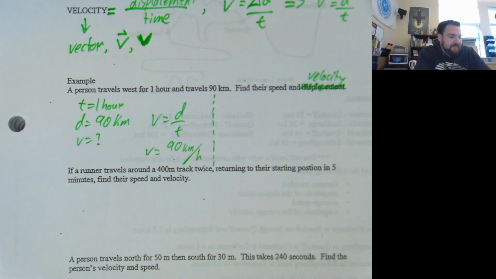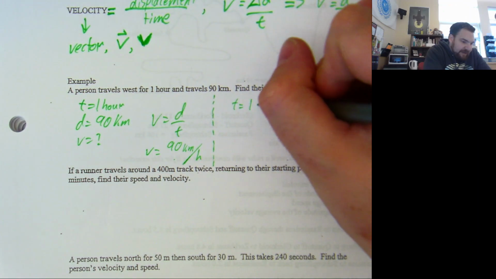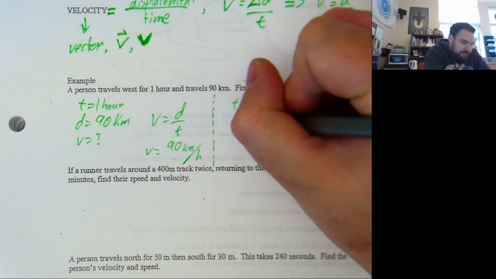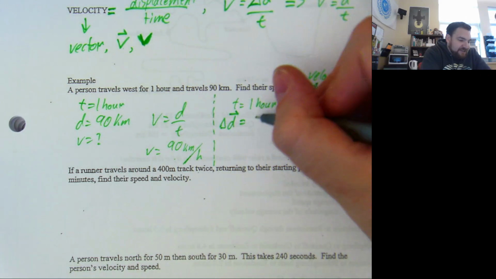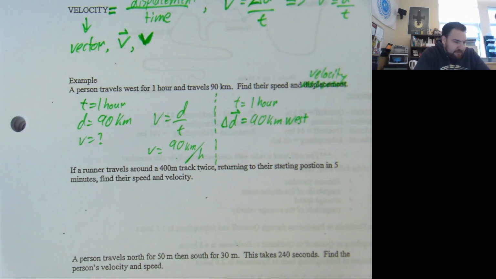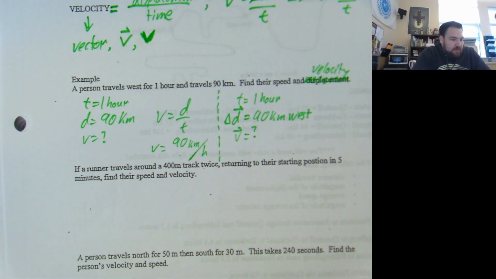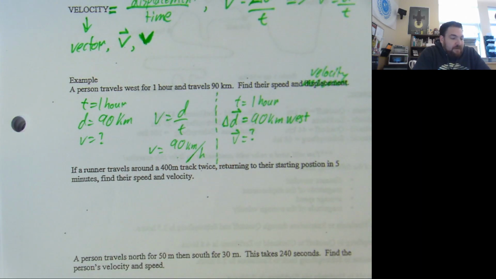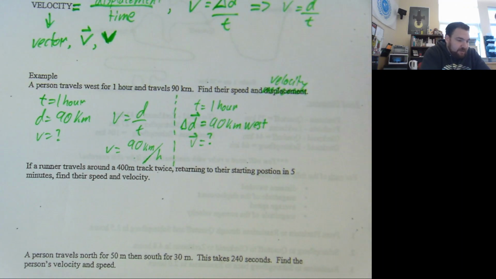The only difference here with speed and velocity is that t is still 1 hour. Displacement now has a direction. We're going 90 kilometers west. I still want to know how fast they were going, but now looking for velocity, we also need to include that direction.